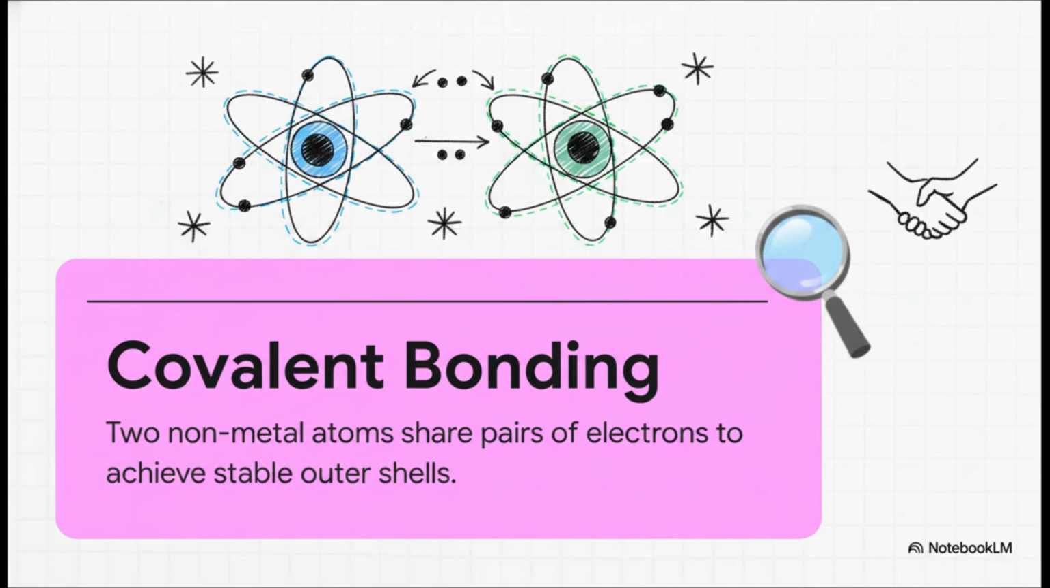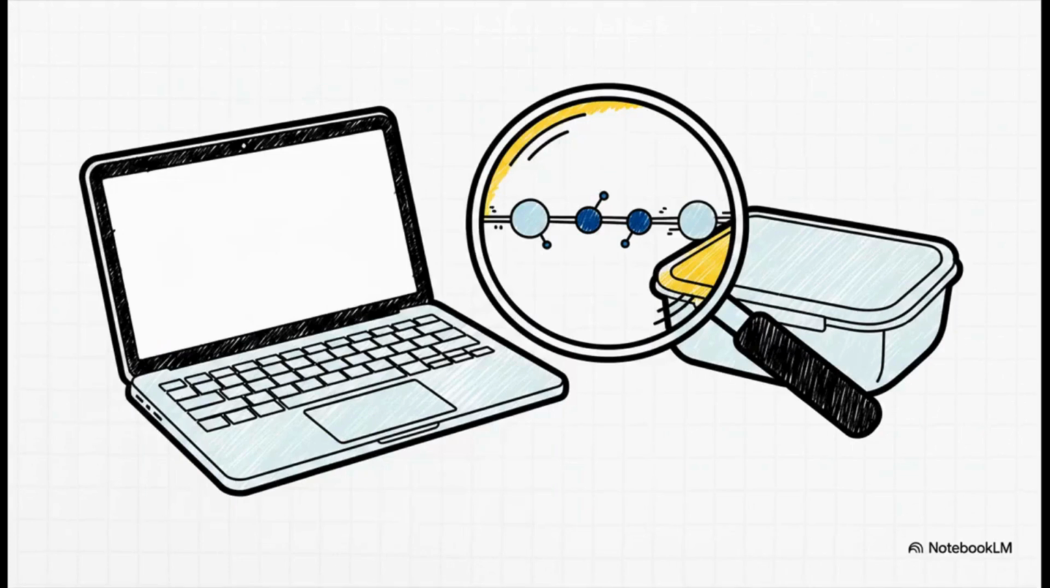So instead of completely transferring an electron, covalent bonds are all about sharing. 2 non-metal atoms will share pairs of electrons really tightly between them so they can both achieve those highly desired, stable outer shells. And you interact with covalent bonds constantly.